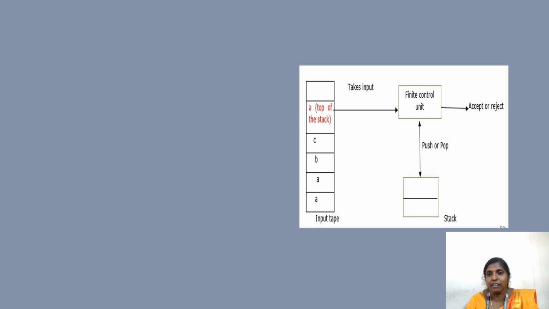It contains a finite control unit which takes the input from the input tape, and the push or pop operation is held in the stack. After the operations held in the stack, it will accept or reject. Based on this, we will perform the pushdown automata.